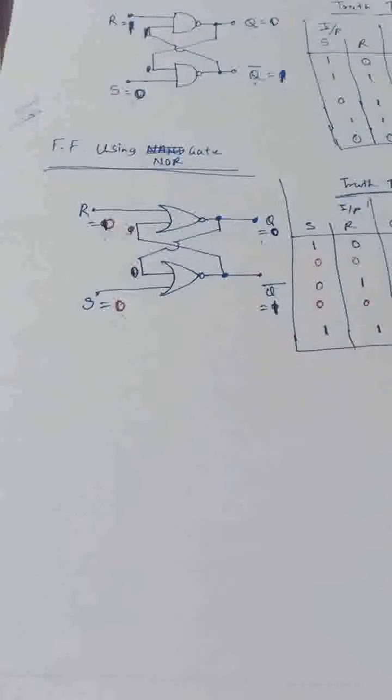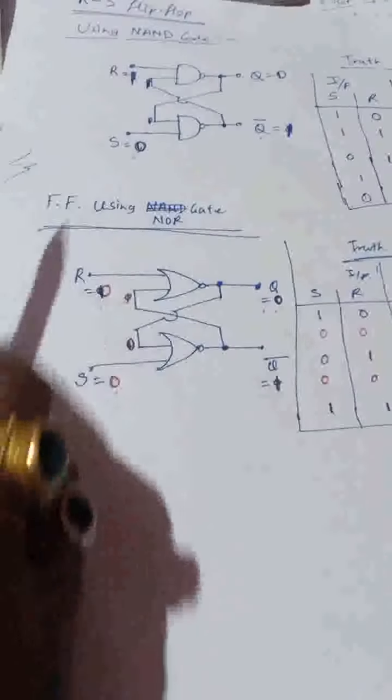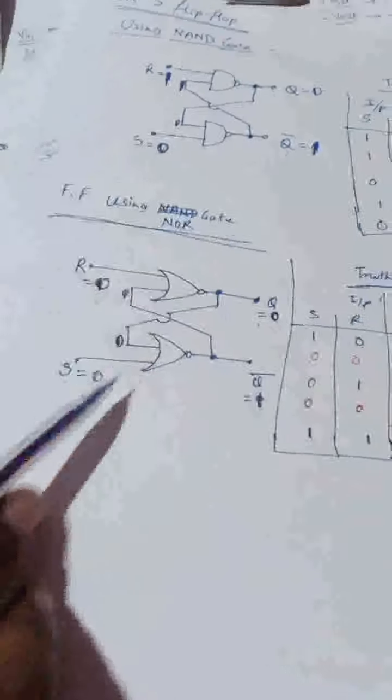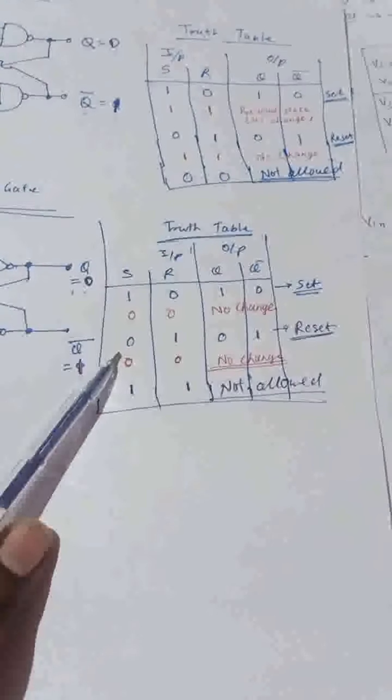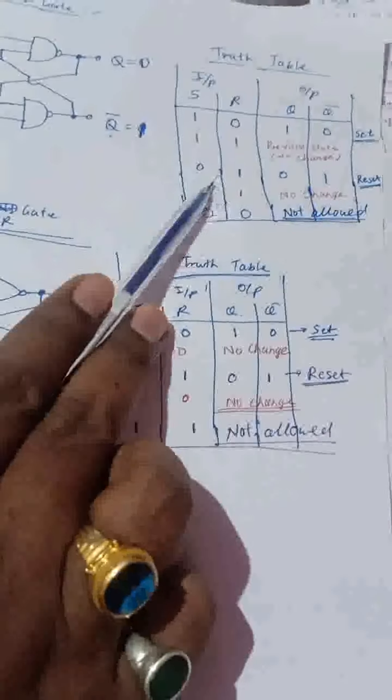Good morning. Last time we saw the RS flip-flop using NAND gate and NOR gate, and simultaneously we saw the difference between the two truth tables. There is a little bit of difference: just the no change and not allowed conditions are reversed between these two flip-flops.